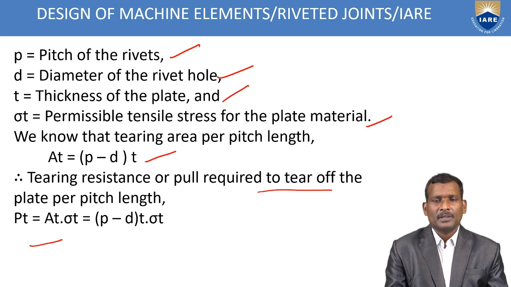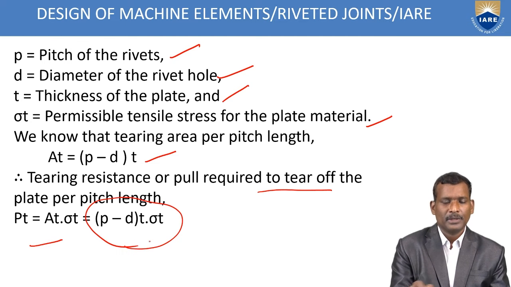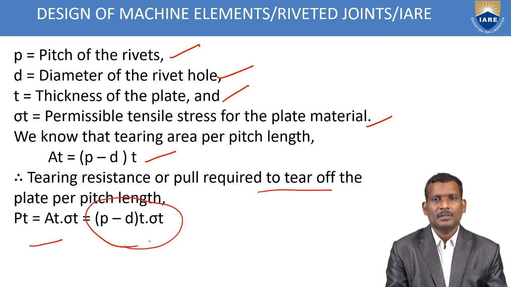Strength is equal to area multiplied with permissible tensile strength. So finally, you will get P = (p − d) × t × σt. It gives the tearing strength or tearing value.